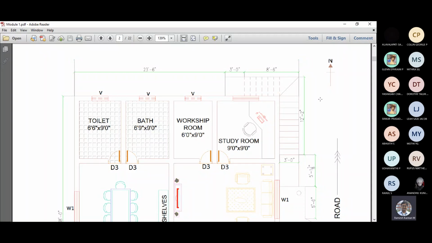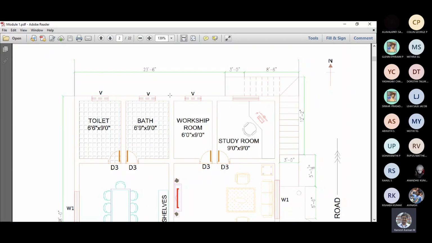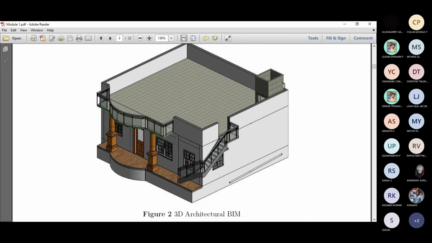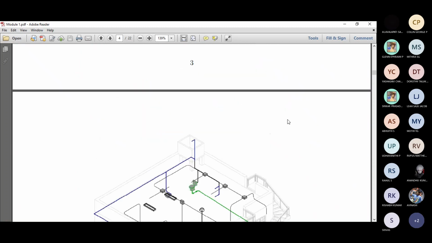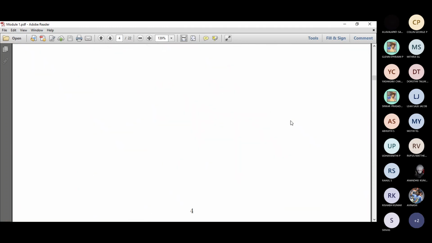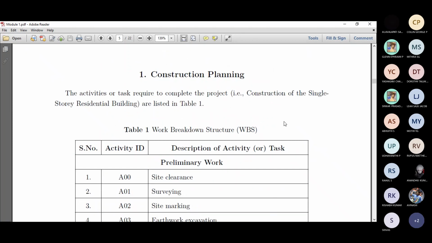A quick recap of what we have done in the previous class. We talked about the functions of management, and the first portion of the functions of management is the planning part. So we talked about construction planning, and we have taken this layout, and then we also discussed the three-dimensional view of it in terms of architectural and structural, and also in terms of MEP, mechanical, electrical, and plumbing.